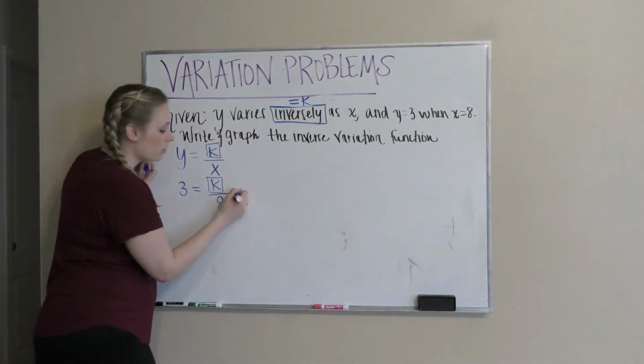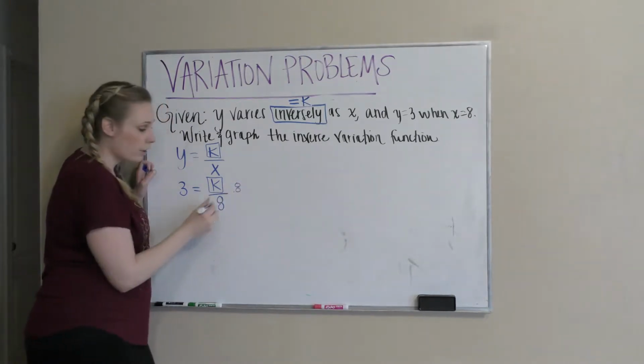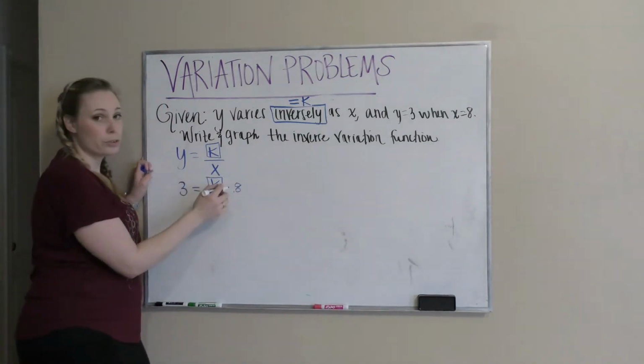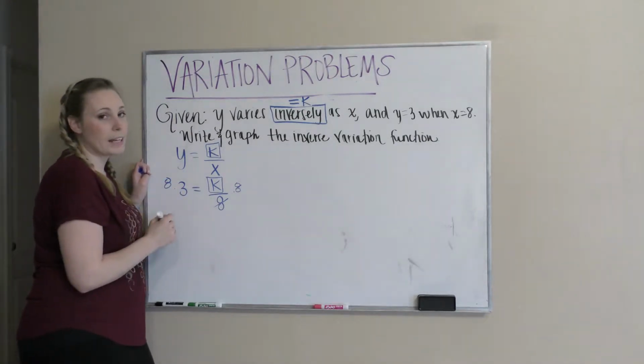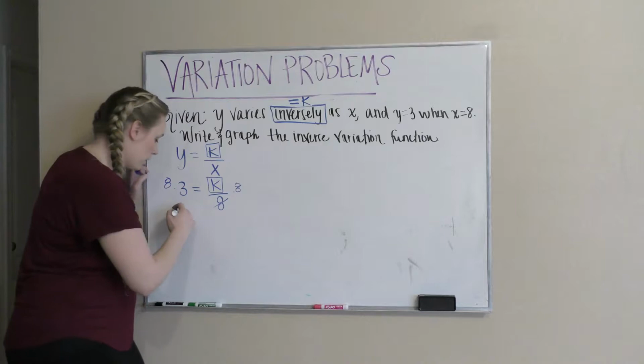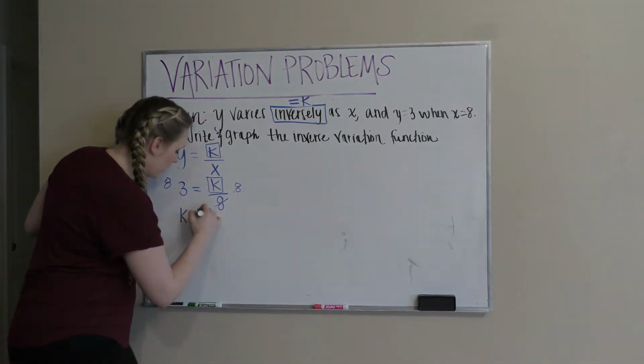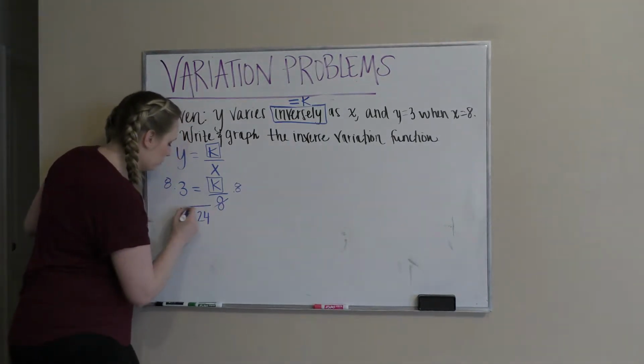Well, you have to clear your fraction. So multiply 8 here. That cancels out. And what you do to one side, you must do to the other side. So multiply 8 here. 8 times 3 is 24. And so we know k equals 24.